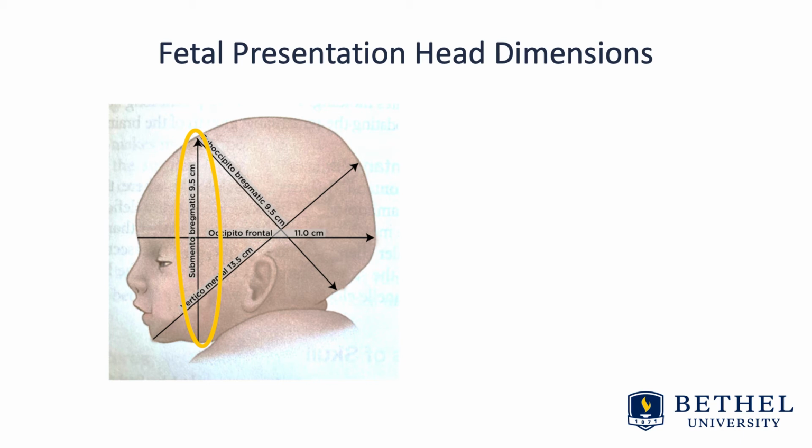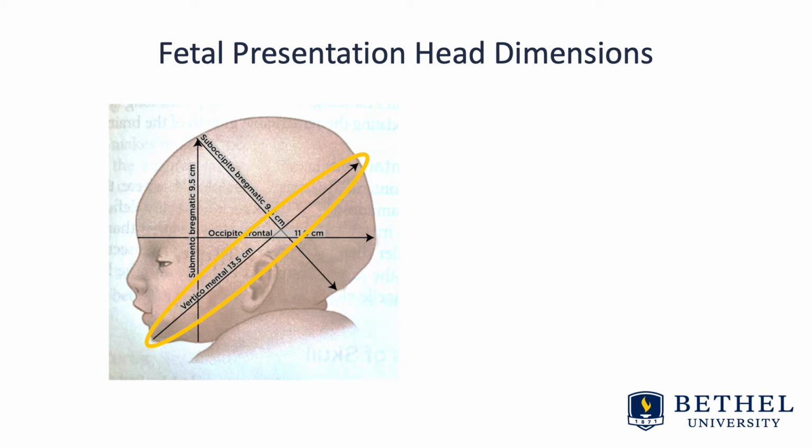The next line you can see here is the vertical mental presentation, and that's a brow presentation. The brow comes down first, and that's actually 13.5 centimeters, a pretty big difference from a 9.5 centimeter diameter emerging. A brow presentation is basically the head is extended, whereas a face presentation is hyperextended.